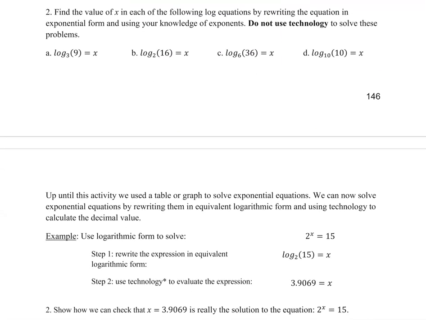Number 2, find the value of x in the following log equations by rewriting the equation in exponential form using your knowledge of exponents. Do not use technology to solve these problems. Alright, letter A, log base 3 of 9 is equal to x. So we're writing this in exponential form.